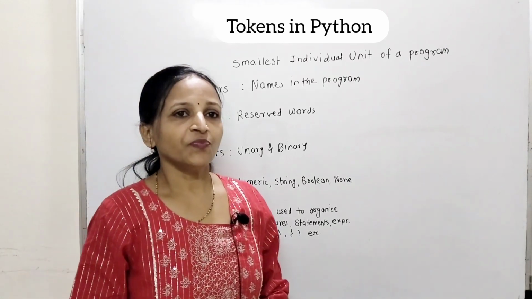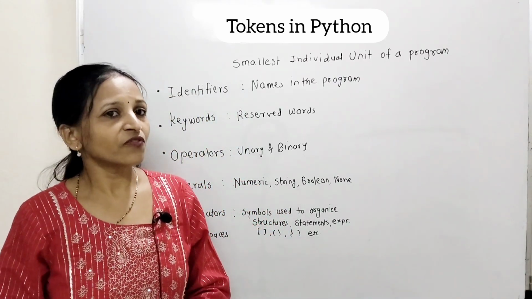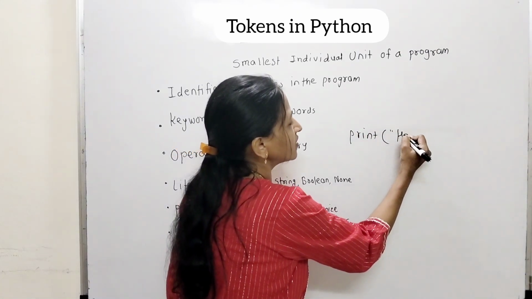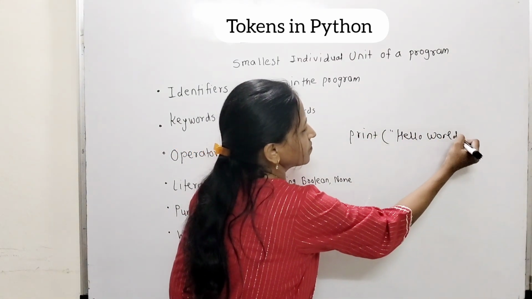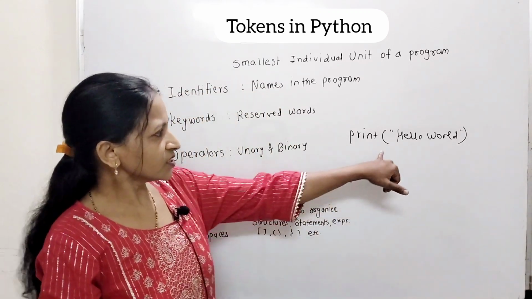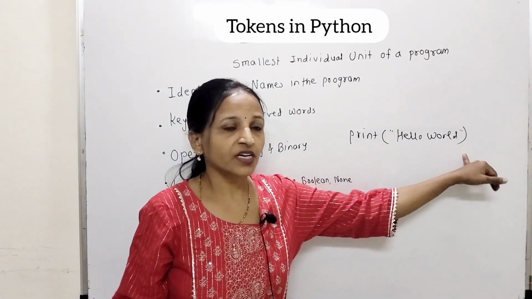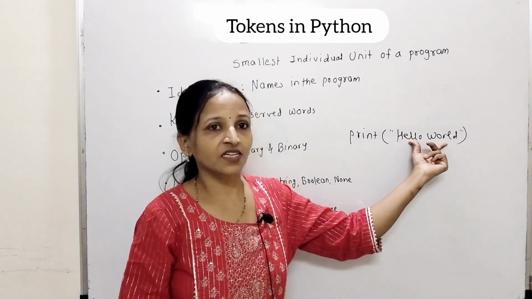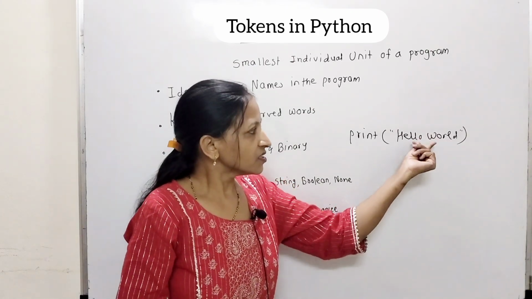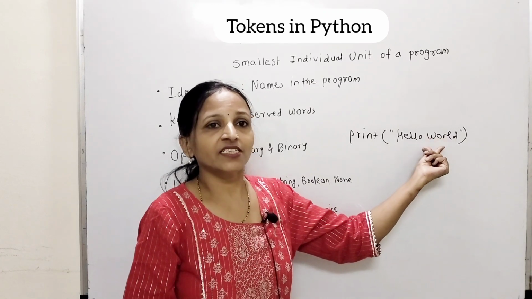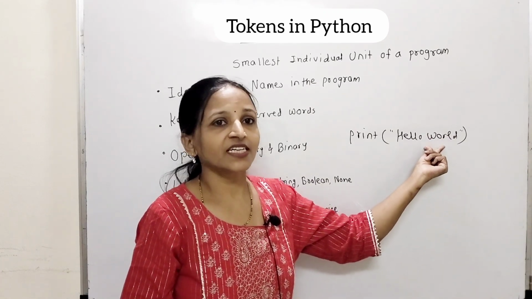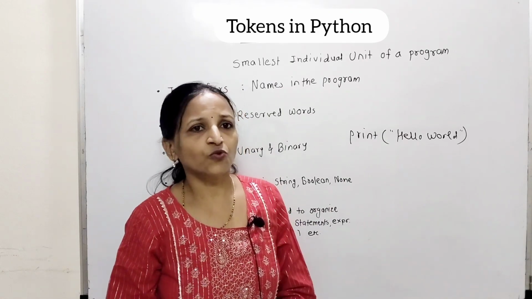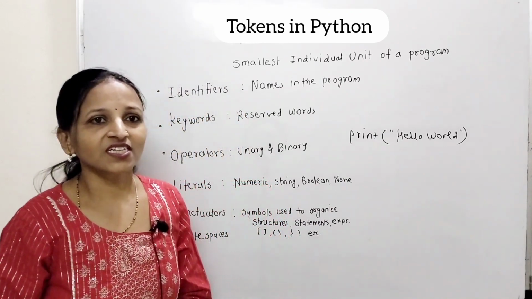Now see, suppose we have already seen that hello world program in Python, how we write print and then hello world. Now see, it is formed of different tokens. This parenthesis is a token. Then in double quotes we are writing this hello world. You can also use a single quote here. And this hello world is a string literal here, and that is one type of token. Now what are the different tokens in Python? Those I am going to discuss now.